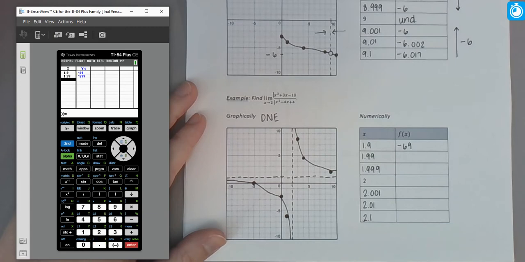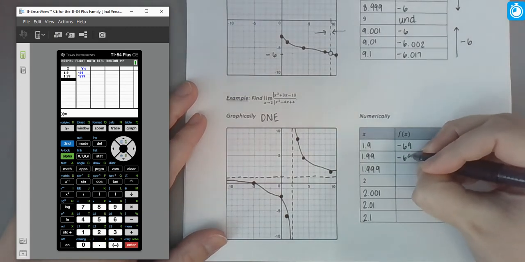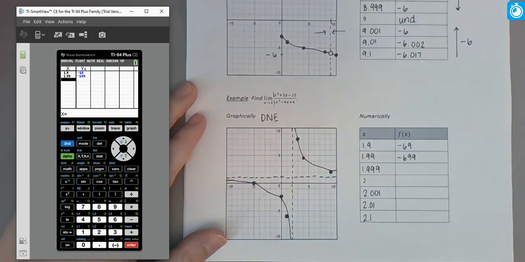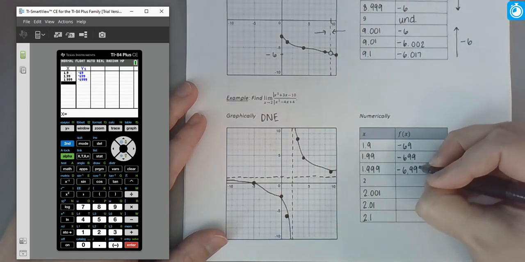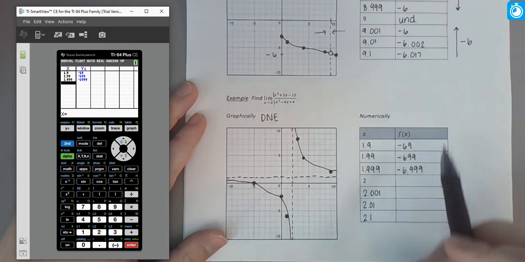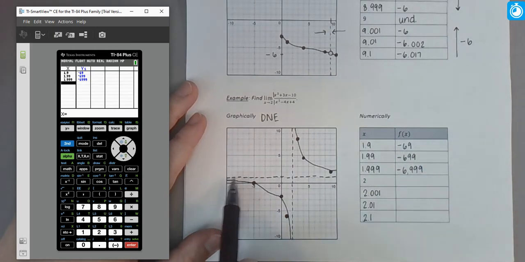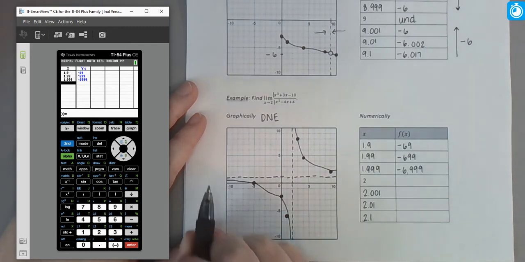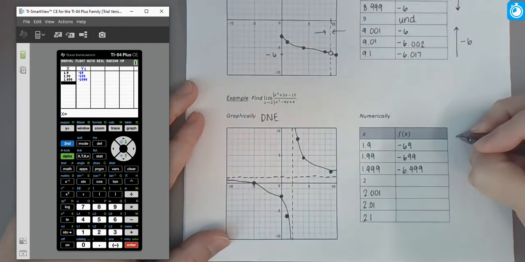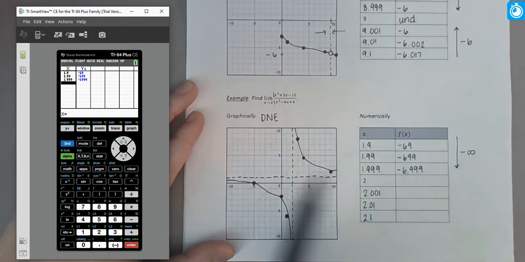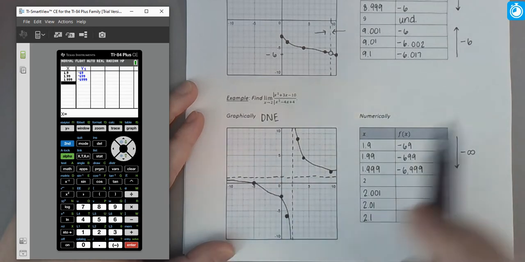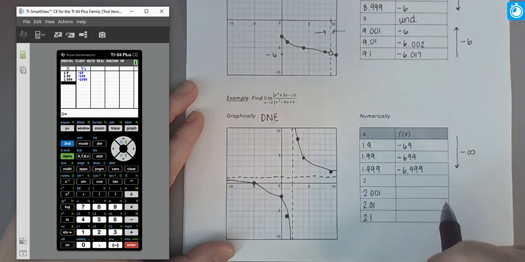1.99, we're at negative 699. And you can probably guess what's going to happen with the next one. Negative 6,999. So what's happening? Our numbers are getting larger and larger, but they're negative, which is exactly what we expect as we go down towards negative infinity, approaching 2 from that particular side. So in this direction, we're approaching negative infinity. So as we approach 2 from the left, our function values are going towards negative infinity.